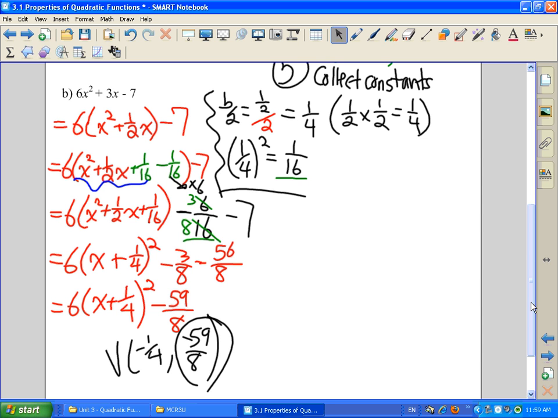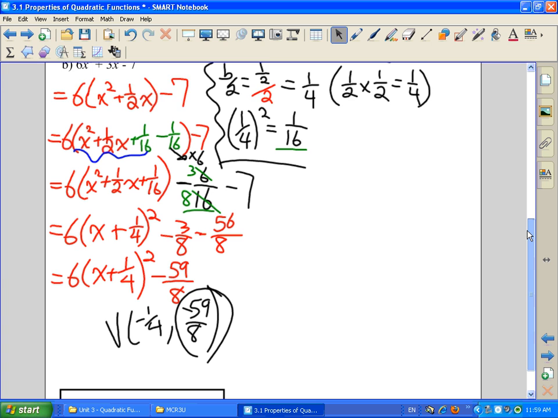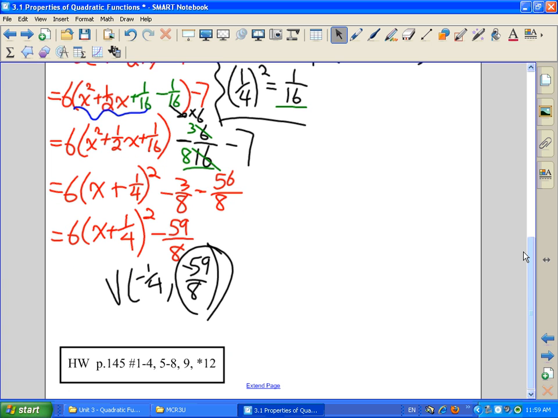All right, so ladies and gentlemen, again, completing the square. If you need some more practice, you can check the appendix in your book, as well as practice some of these questions here. So here's your homework, page 145, 1 to 4, 5 to 8, 9, and try 12.